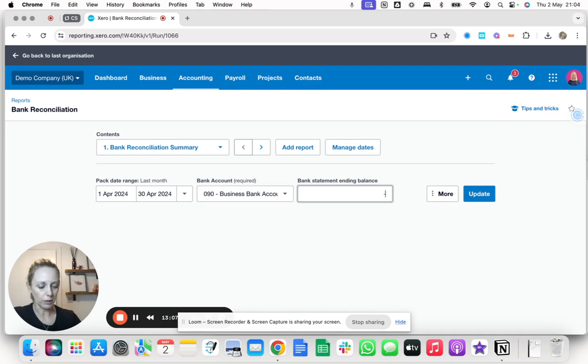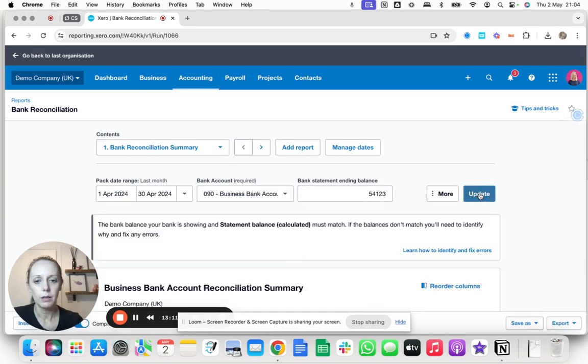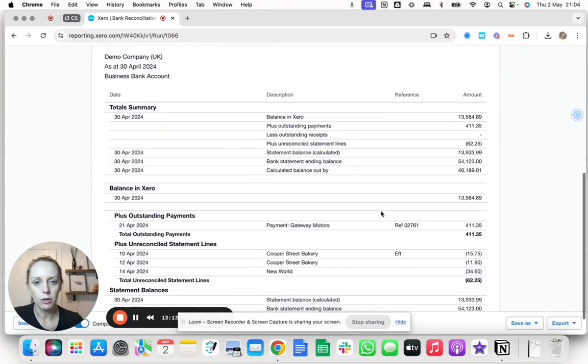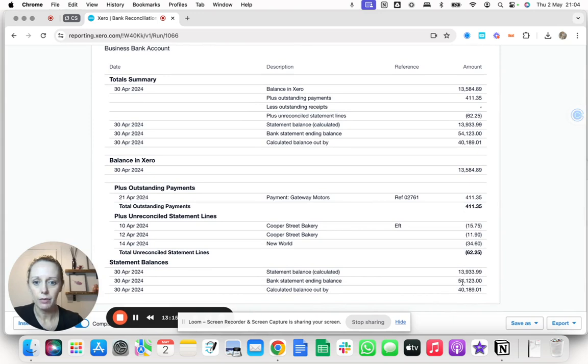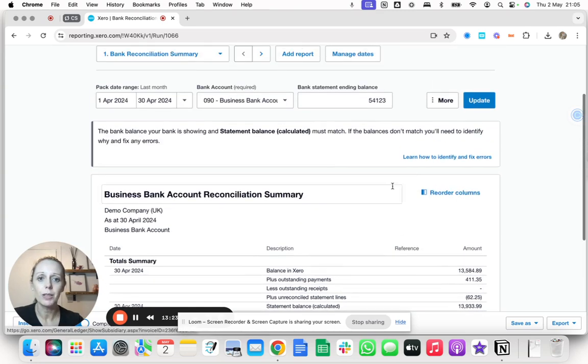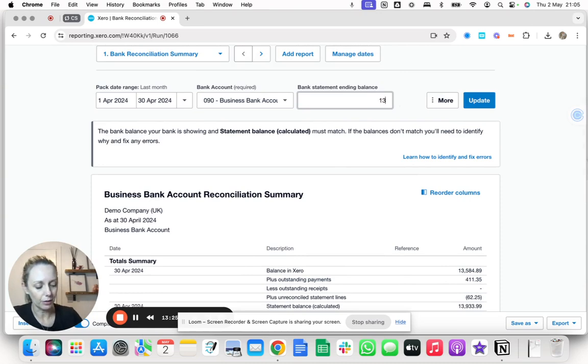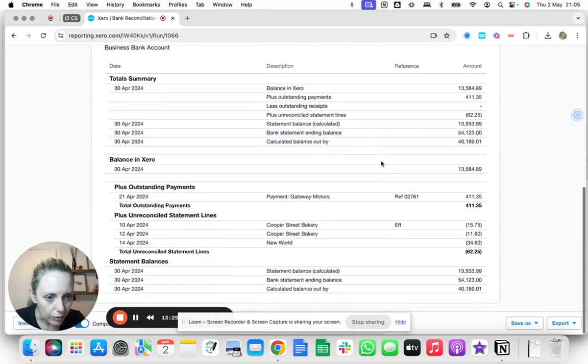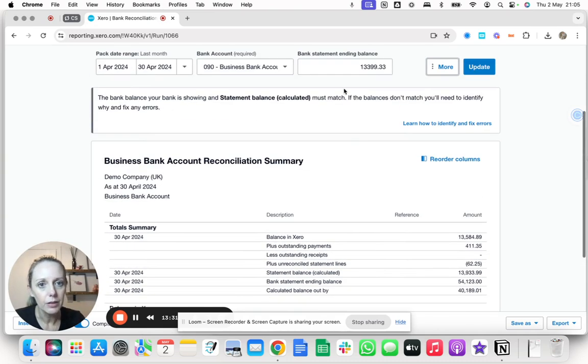I'm just going to make something up for the minute because I don't actually know what it is. And it will tell you what it is and if it's out. So the statement balance, at the end of that month, is 13,933.99. So you would expect that to be the same. So 13,933. I've just made that figure up, haven't I?